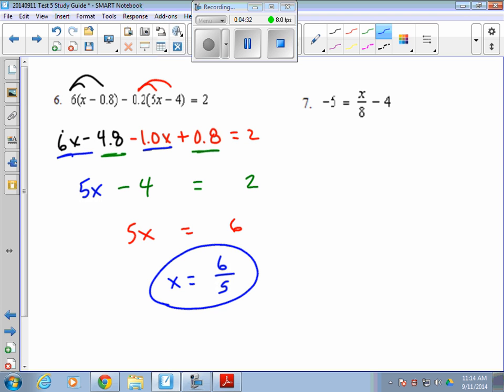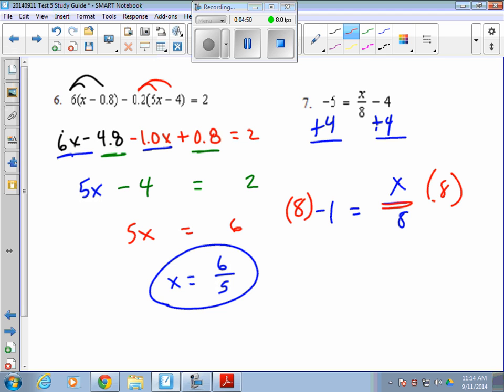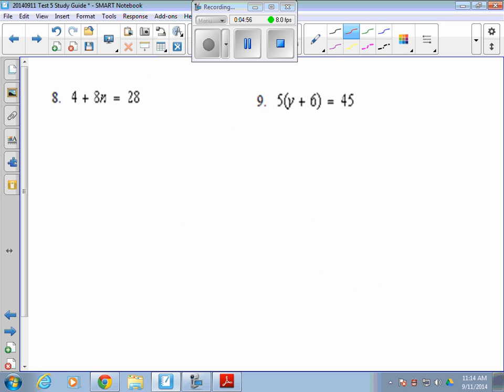Number 7 says negative 5 equals x over 8 minus 4. Remember, you normally work please excuse my dear Aunt Sally, but when you undo, you work backwards. Undo minus 4 first by adding 4. If you add 4 to the right, add it to the left. Negative 5 plus 4 is negative 1 equals x over 8, which means x divided by 8. You know to cancel out division by multiplying by 8. If you multiply to the right, multiply to the left. 8 times negative 1 is negative 8. It'll cancel this side, leaves you with just x.